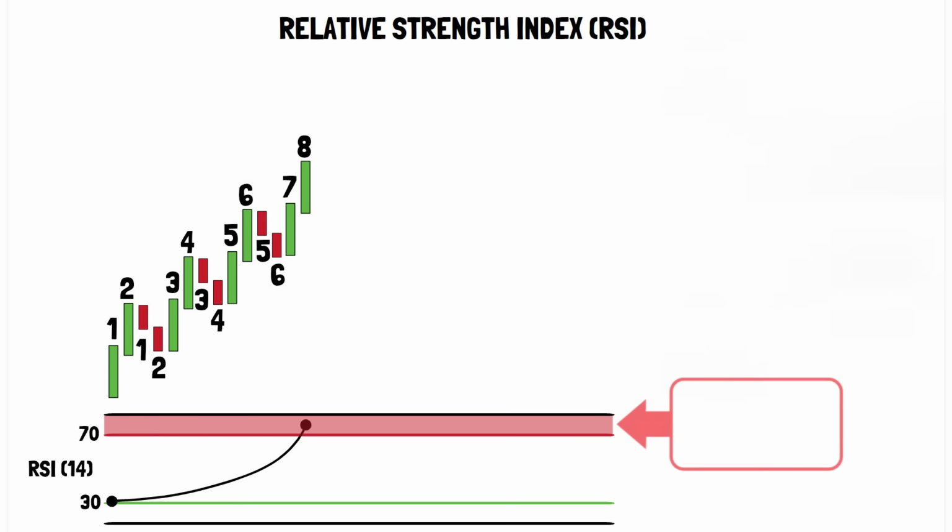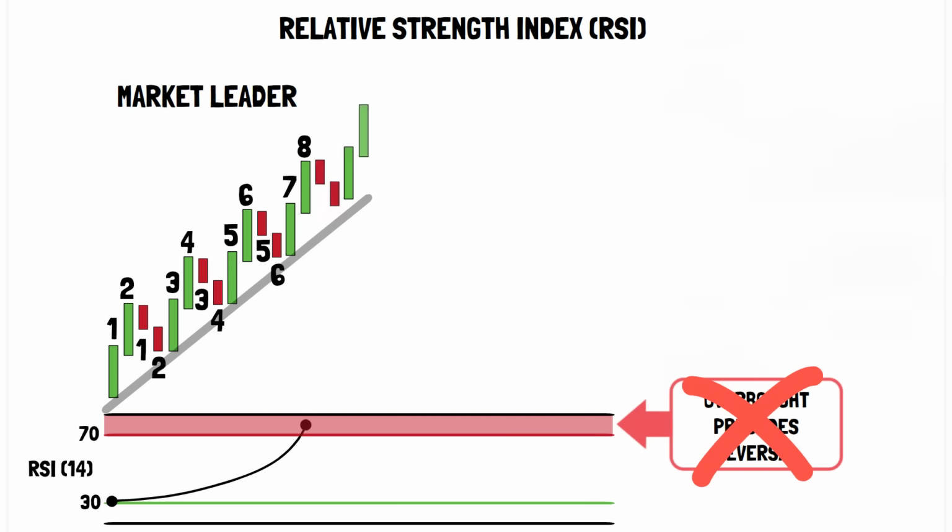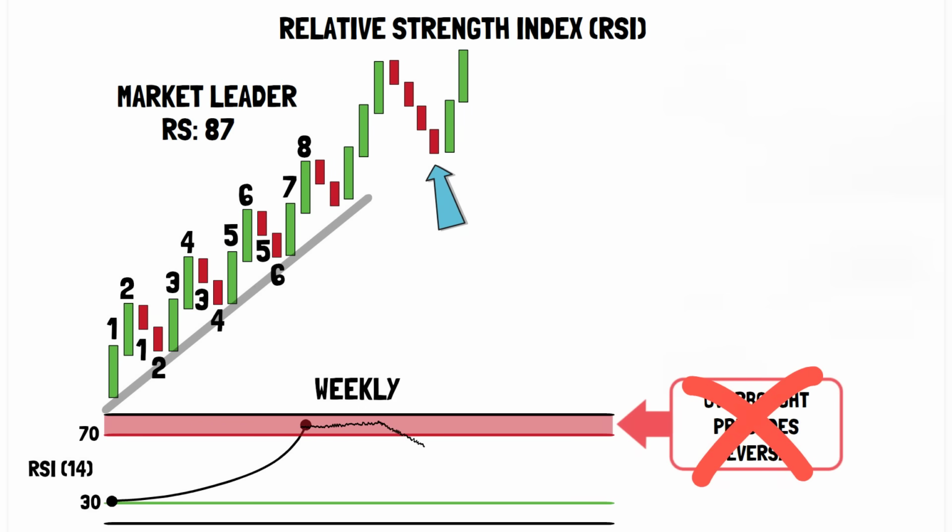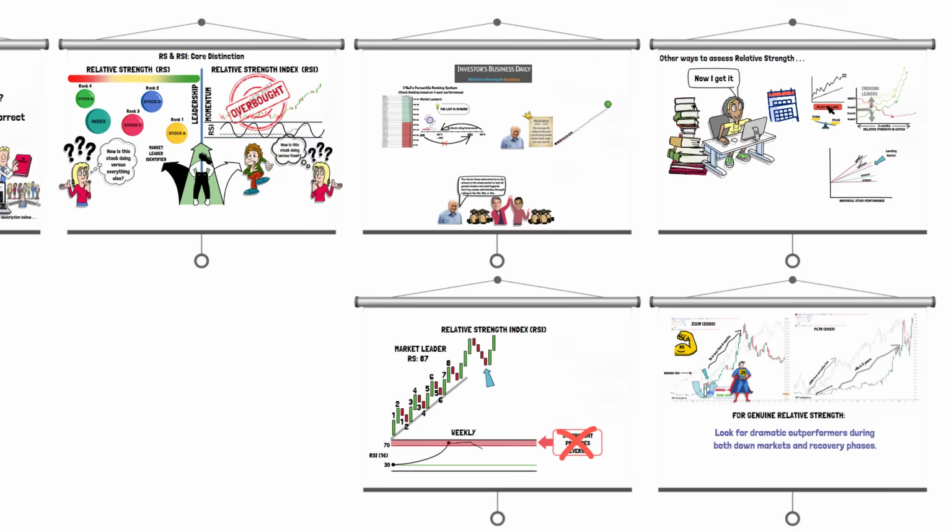Here's where most novice traders fail. They assume overbought means the stock will immediately reverse and fall. This is completely wrong. Trending stocks, especially market leaders, remain overbought for weeks before any meaningful pullback. A tactical use of RSI could be timing pullback entries in stocks that already show strong relative strength. You start with RS to identify the leaders, then use RSI on weekly charts to time your entries. Let me show you how to use both tools correctly together.